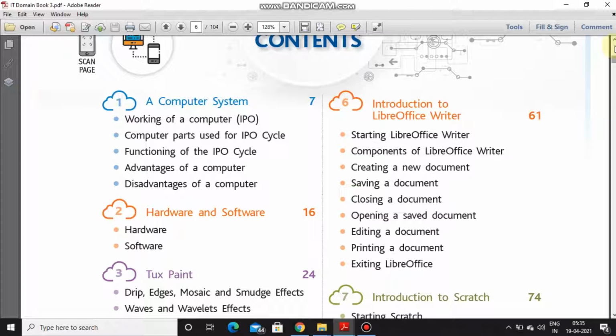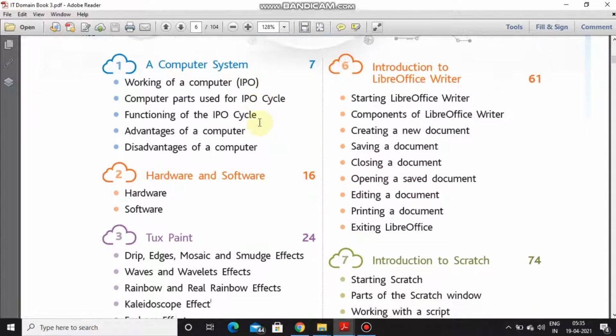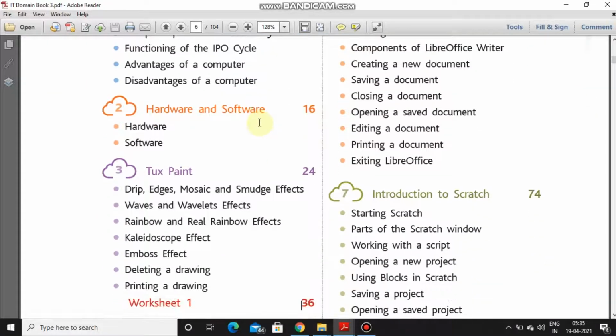In the previous class we had started with understanding the process of a computer system, how a computer works. The process which it follows is named IPO, that is input processing output cycle. We studied the different parts of the computer which perform different functions as per the IPO cycle. We compared and understood the difference between hardware and software.